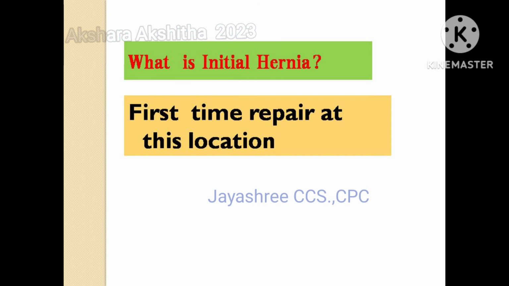Okay, so before going to the guidelines for each hernia type, let's first see some terms in hernia repair treatment, like what is initial, recurrent, reducible, and incarcerated. Let's see these terms first. What is an initial hernia? Initial hernia means first time repair at this location. The patient did not have this hernia before, and is coming for the first time for this treatment or disease. This is an initial hernia.